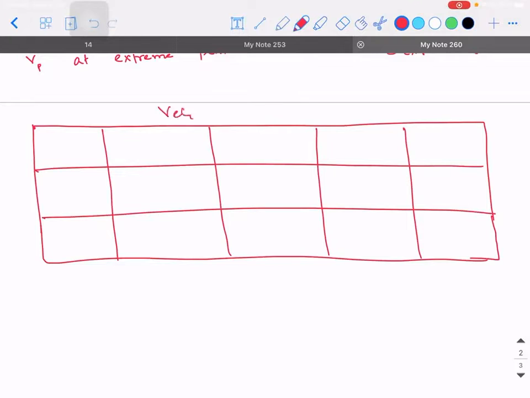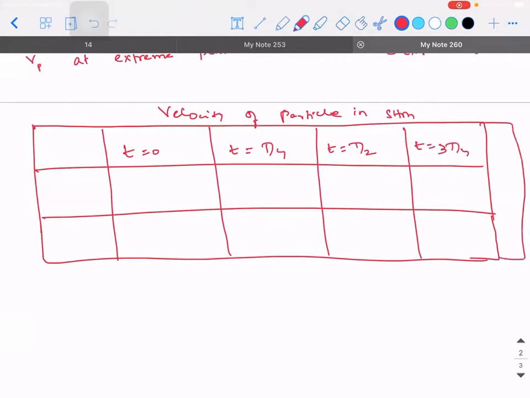I'm going to study the velocity of a particle in SHM. Concentrate, okay? This is t = 0, t = T/4, t = T/2, t = 3T/4, and t = capital T. Here I'm going to take the velocity of the particle in terms of cos ωt.